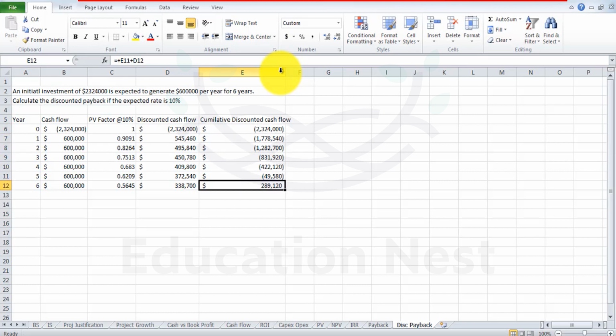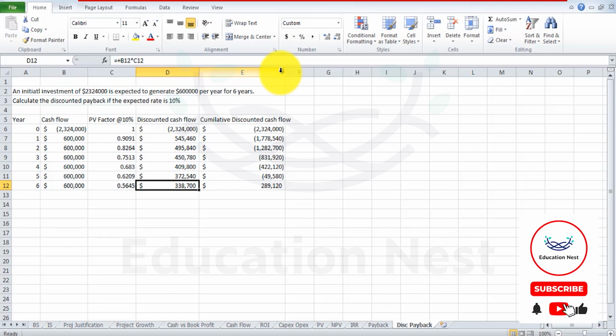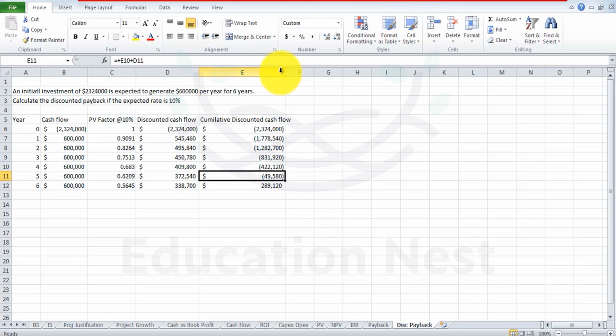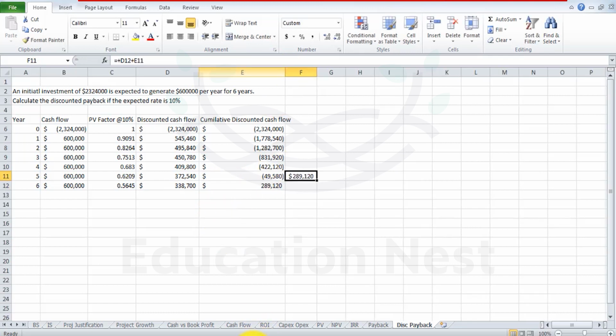It turns out to be positive in the 6th year. But it does not need the entire $338,700 of cash inflow in the 6th year. It just needs this $49,580. So we're going to use the same equation as we did previously, that is, figure out the difference here. Out of $338,700, we just need $49,580, right?